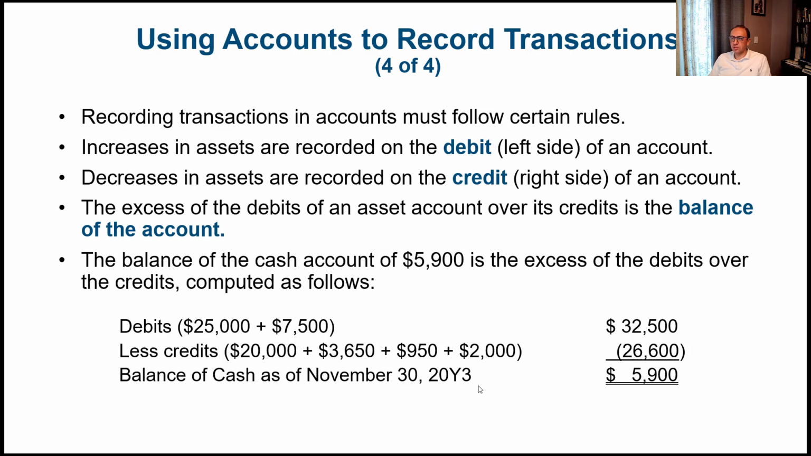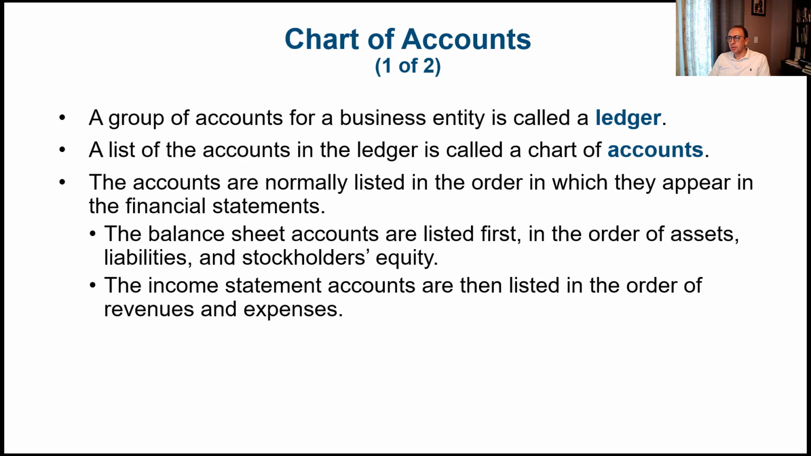So make sure that you are getting this idea. In accounting, there's something called a chart of accounts, and every business has its own chart of accounts. What is a chart of accounts? It's basically a list of all the accounts used in the business. A group of accounts for a business entity, we call it the ledger. Okay? So in the ledger, we have all the accounts used. The ledger is more specific because we record all the balances for the transactions or for the accounts that we have in the ledger. So a group of accounts for a business entity is called a ledger.